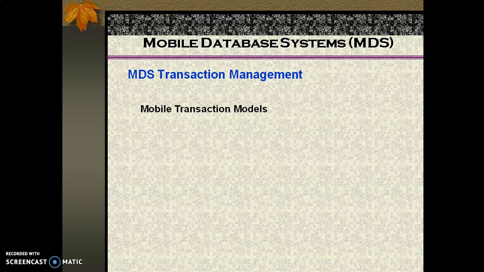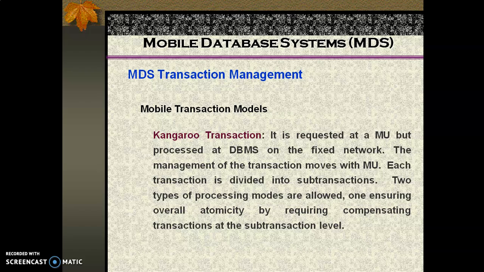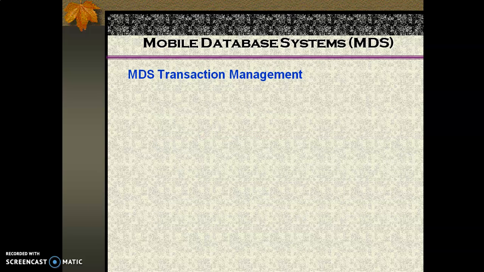Now some mobile transaction models. First is the kangaroo transaction. It is requested at a mobile unit but processed at the DBMS on the fixed network. The management of the transaction moves with the mobile unit. Each transaction is divided into sub-transactions. Two types of processing modes are allowed. One, ensuring the overall atomicity by requiring compensating transactions at the sub-transaction levels.